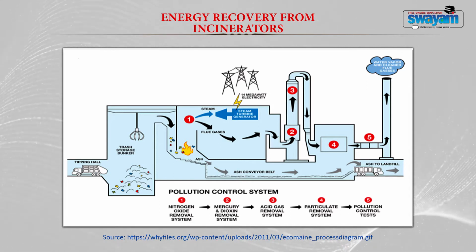On top, near the flue gas generation, you can also see the heat that is liberated. It is used for heating the water and converting it to steam. This steam is collected and used to rotate the turbines, and once the turbine is rotated, it results in the generation of electricity.